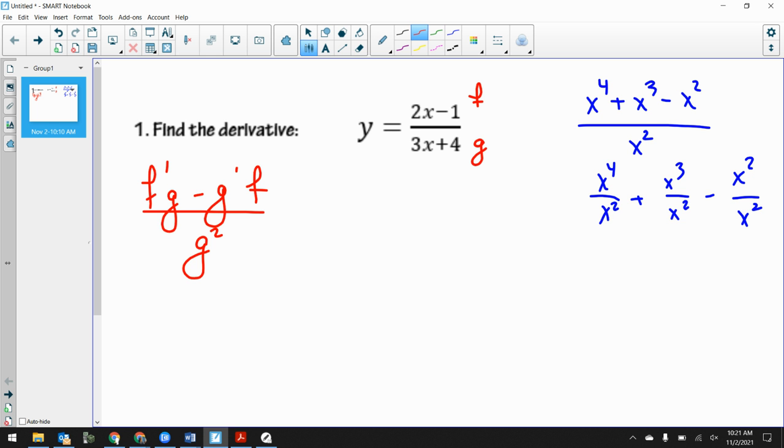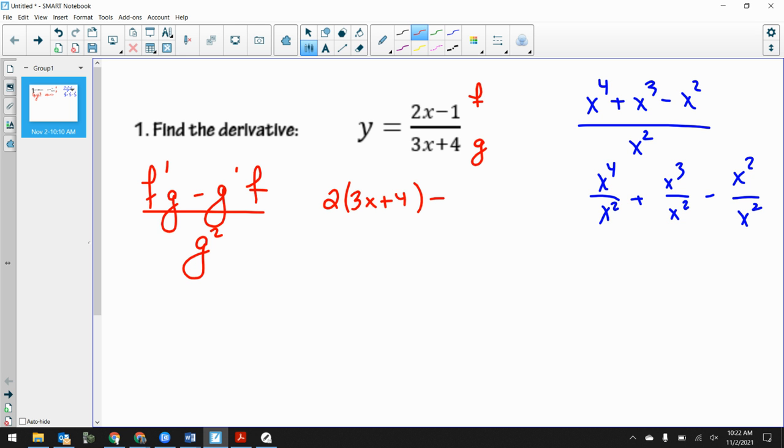Let's do it. F prime. What is the derivative of the numerator? Just 2, right, just 2. The derivative of 2x minus 1 is just 2. Okay, so that is 2 times 3x plus 4. Oh, that's a 3x plus 4. Come on now. 3x plus 4.